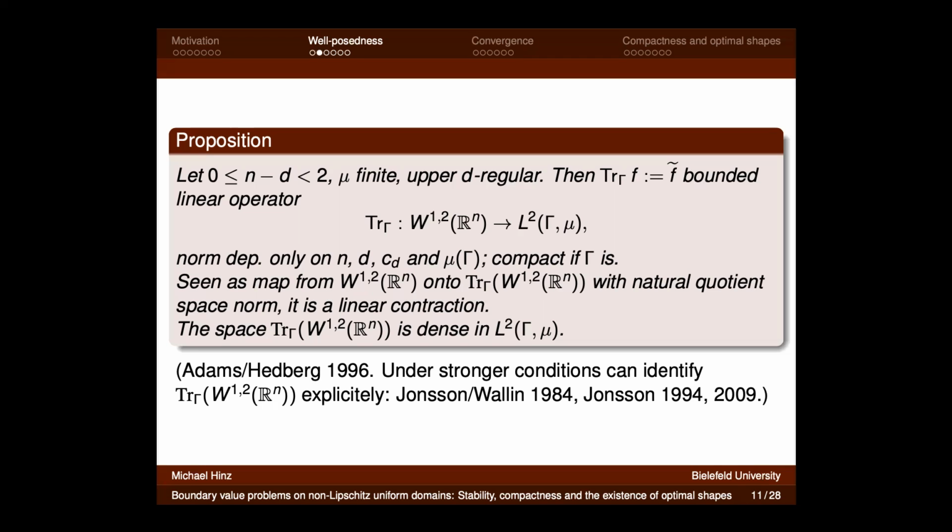If one invests a little bit more, then, as for instance done in the works by Johnsson and Wallin in the 90s, if one says, well, the measure should not be just bounded from above for each and every ball by C_d times r to the power d, but also from below with a different constant, then one is in a situation of a so-called d-measure. Then one can identify this space as a typical Besov space on gamma.